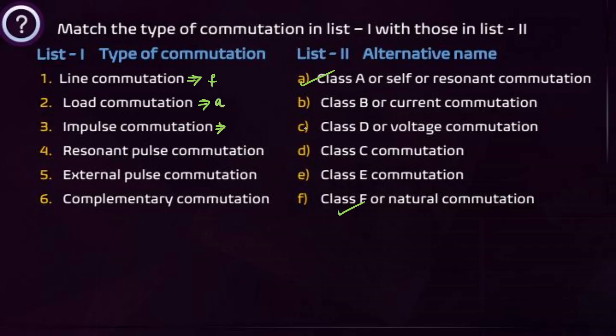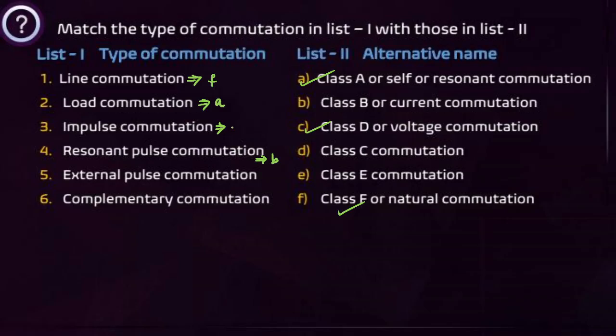Which is the impulse commutation? Class D commutation or voltage commutation is the impulse commutation. Which is the resonant pulse commutation? Class B commutation is the resonant pulse commutation. Then matching is B.